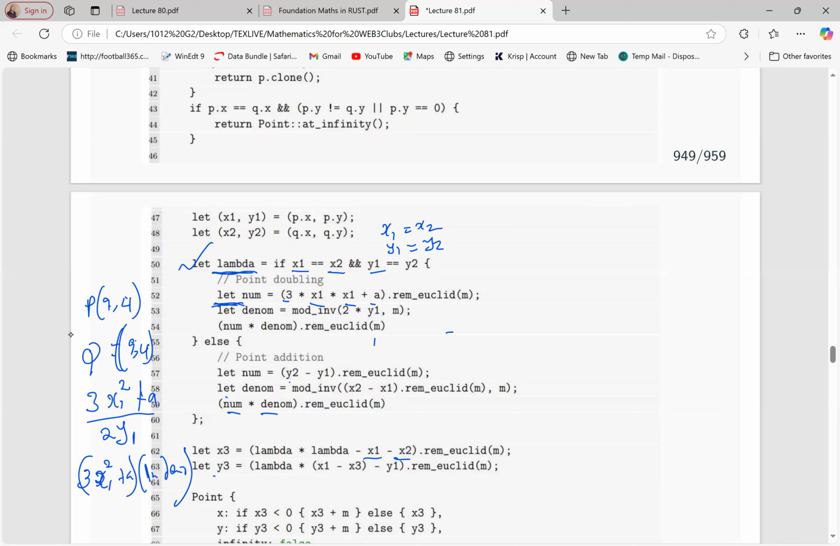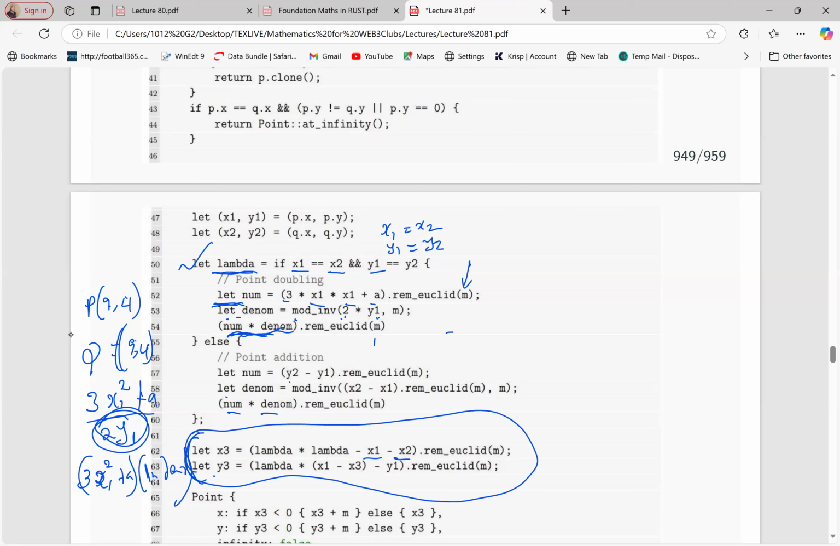Of course, the number will at some point be greater than our mod, so you reduce it by your mod. Then the denominator, let us call it mod inverse of 2y1. Once you get that denominator, you multiply it by the numerator, and that gives you the gradient, our lambda. That's how you get lambda when you are doubling a point, the same point. Once you have this gradient, getting x3 and y3 is done the same way.